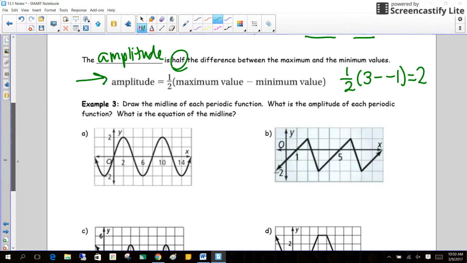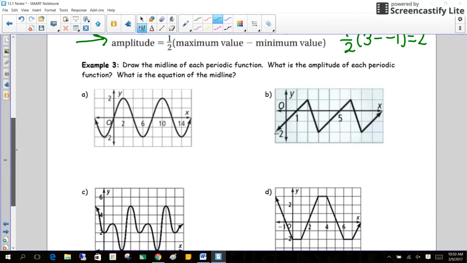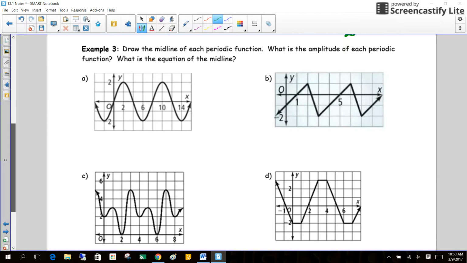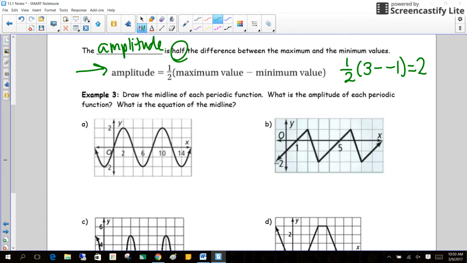So if you look at these graphs, it's asking us to draw the midline of each periodic function, to find the amplitude of the function, and the equation of the midline. So if I look at this first graph, I can see my maximum up here at a 2, my minimum down here at a -2. So halfway between those would be at 0. So my midline is at y equals 0, aka the x-axis.